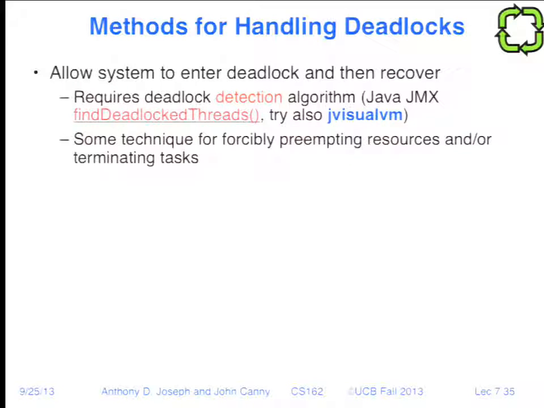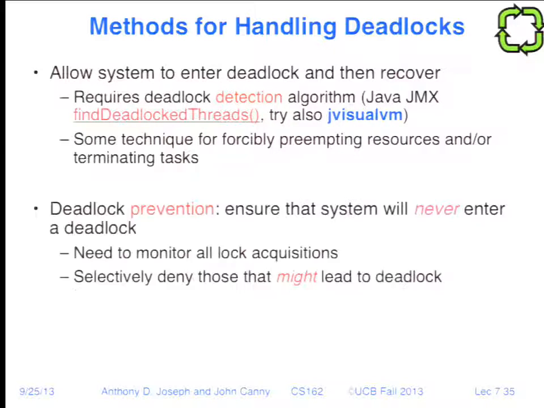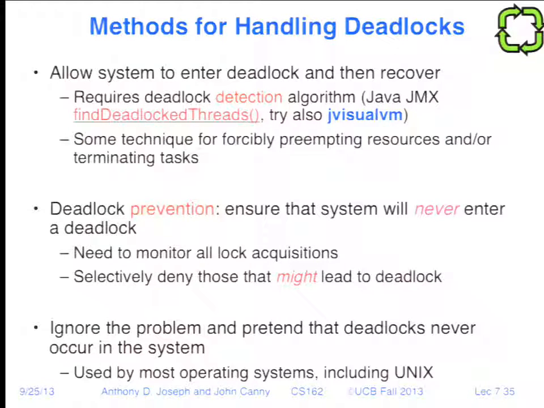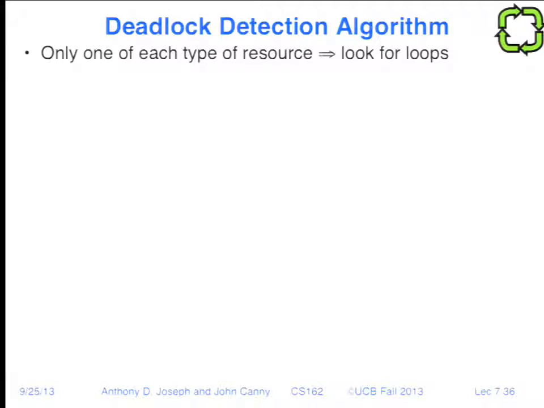You can forcibly preempt resources once you recognize it. There are a variety of deadlock prevention systems that attempt to make sure that deadlock just doesn't happen. Those typically involve monitoring resource requests, i.e. lock acquisitions, and denying those that might lead to deadlock. And finally, you can ignore the problem and just allow the programmer to deal with it. That's the approach taken in Unix.